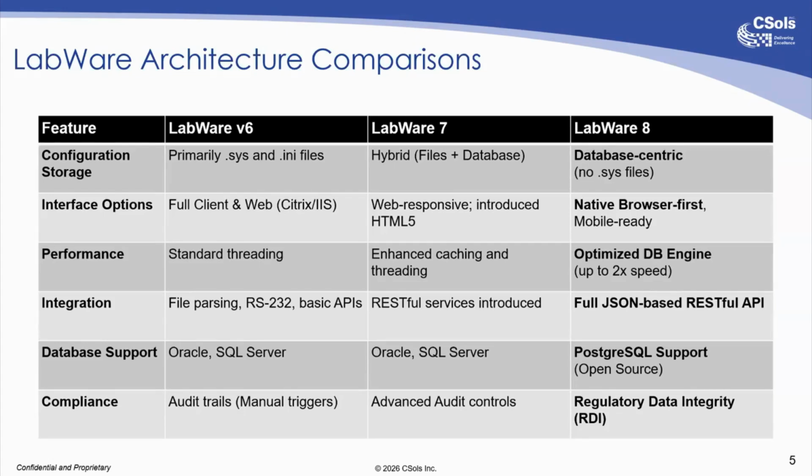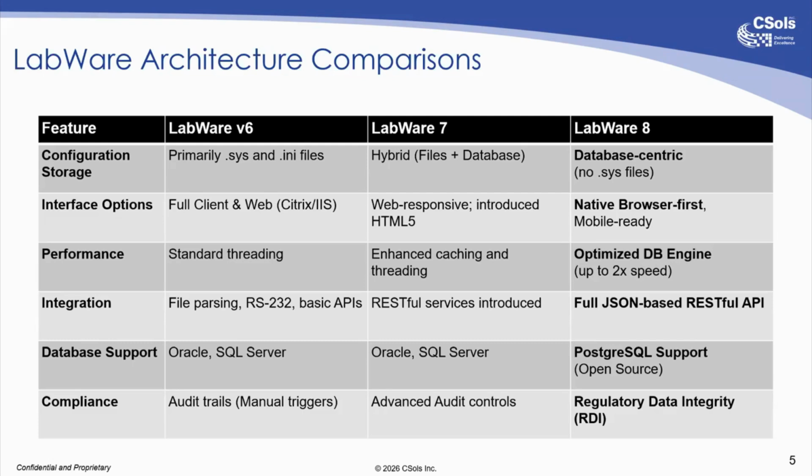The body of LabWare's architectural evolution from V6 to 8 has been defined by a transition from a file-based, client-heavy system to a high-performance, database-centric, and web-ready enterprise platform. The core philosophy remains an enterprise laboratory platform, where LIMS and ELN share a single database, but the underlying plumbing has changed significantly to support modern cloud environments and regulatory data integrity.